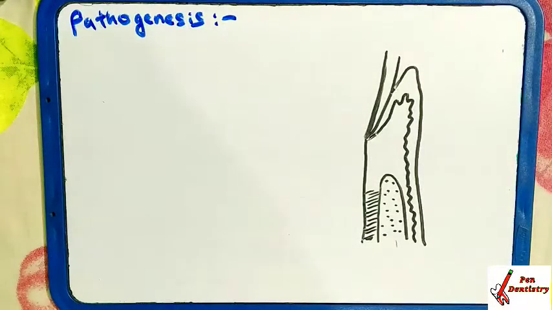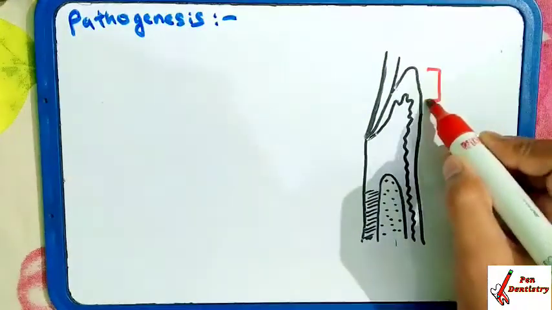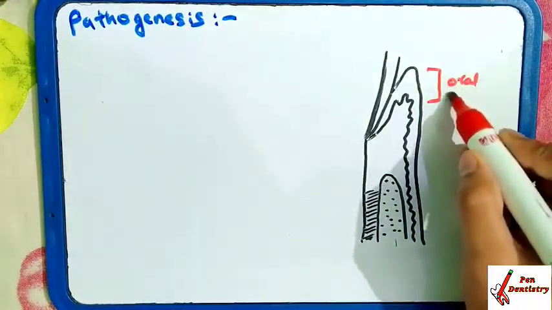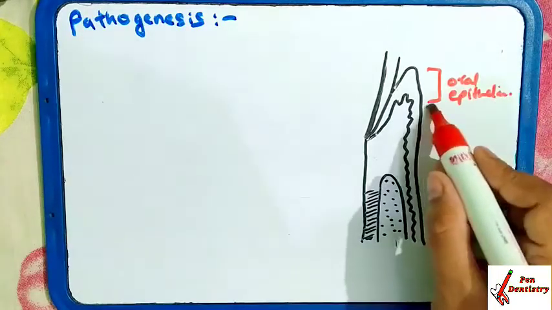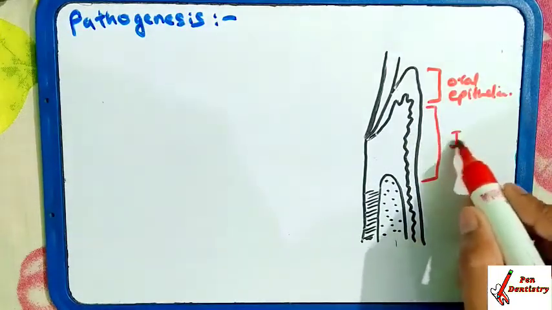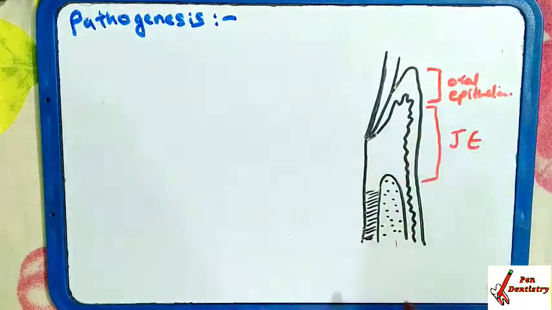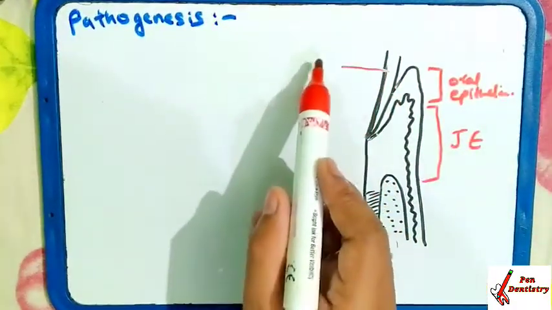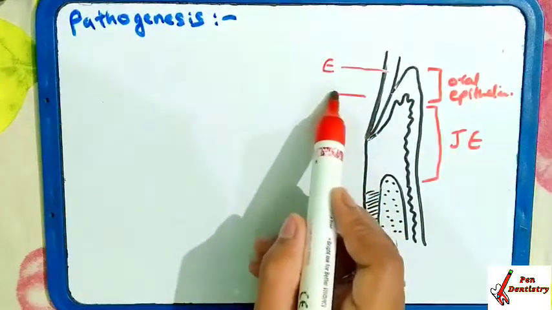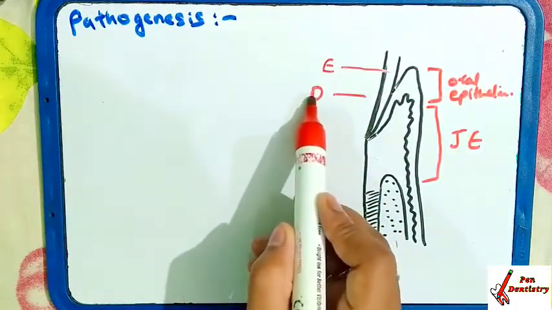Further, we are going to learn about the pathogenesis of the periodontal pocket. First, you have to learn that this is the oral epithelium. And this is the junctional epithelium of the tooth. This part is enamel and the inside part is the dentine.